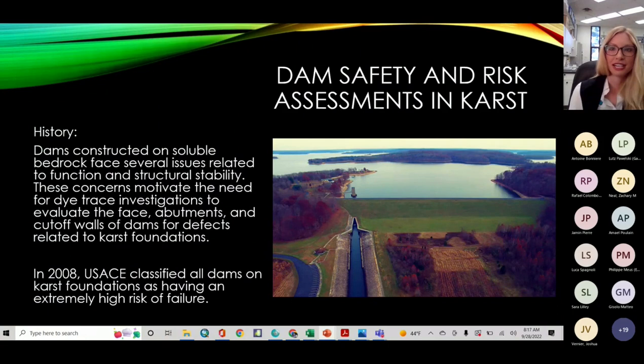We've also used fluorescent dye tracing to support dam safety and dam risk assessments in karst. We know that dams that are constructed on karst foundations are at an elevated risk for failure. Patoka Dam in southern Indiana represents one case where karst processes were thought to be impacting the integrity and the overall safety of the dam, which had recently received an elevated risk assessment.